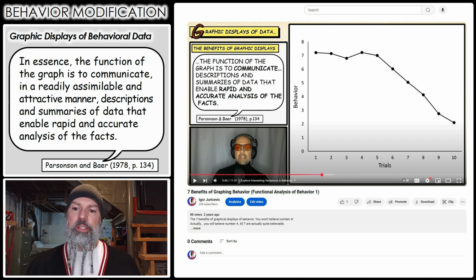And while we're on the subject of line graphs, these are the most common graphical format in applied behavior analysis. So if you want to do behavior modification, it is essential that you learn how to use line graphs and how to read line graphs. And these will help us analyze some of the most important aspects of behavior, which is changes in level, trends in behavior, and the variability of behavior.